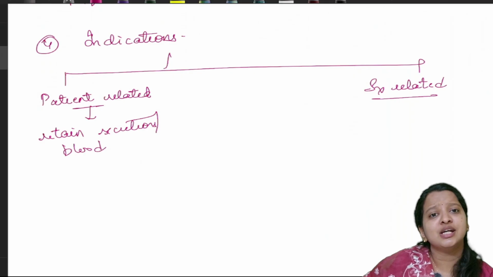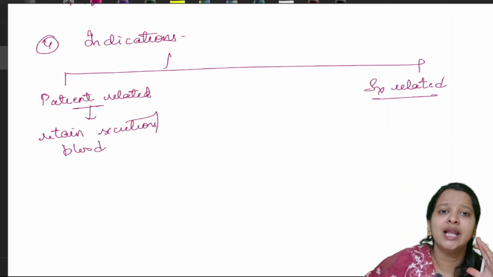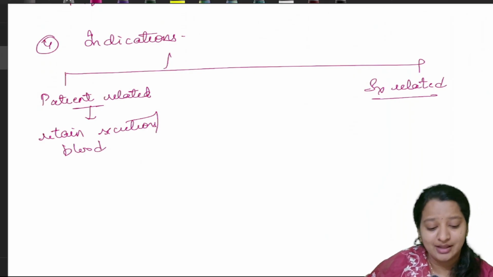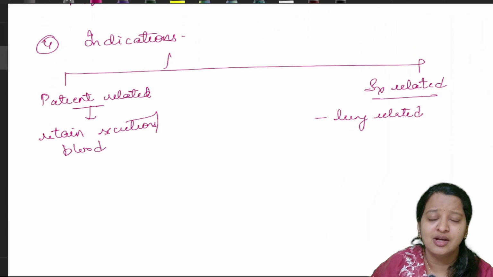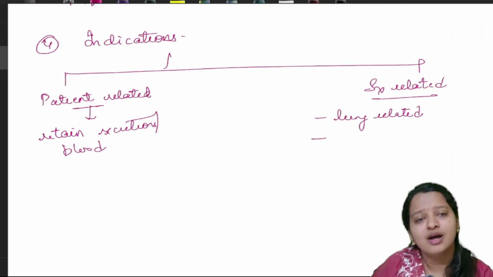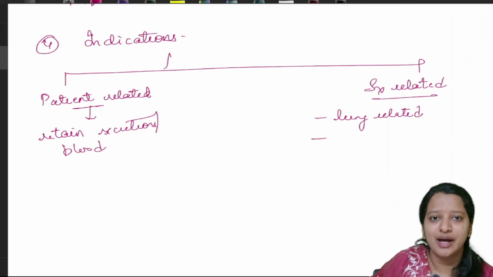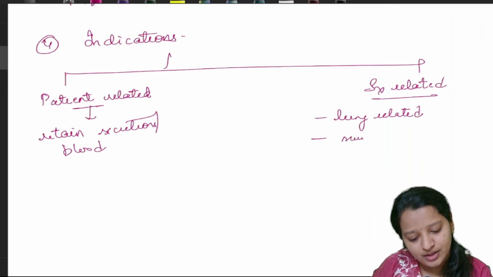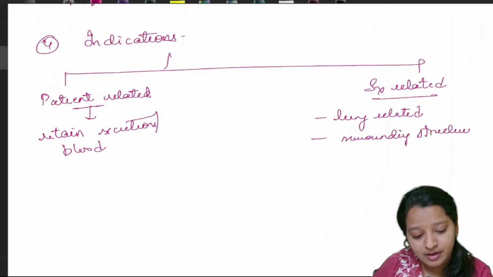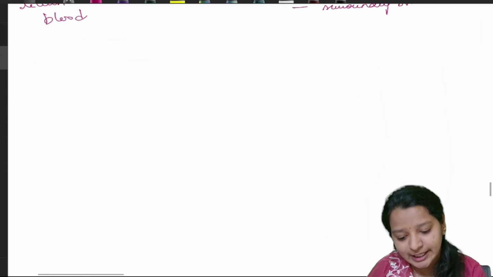What will be the surgical related causes? Any surgery in and around the lungs and the thoracic cavity. That means it might be lung related, which may be pneumonectomy, any resections, pneumonectomy or lobectomy, or the surrounding structures might be spine or the thoracic aorta, etc. Okay, so surrounding structures. Just to remember, let us go into detail later. So this is about indications.